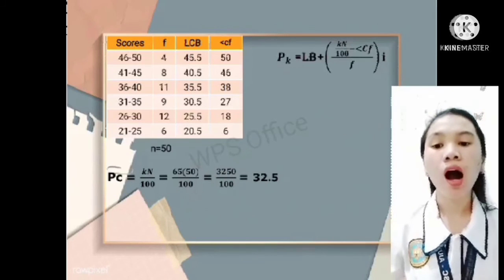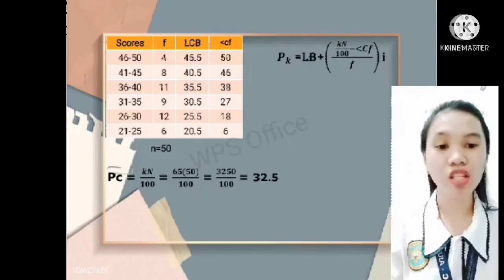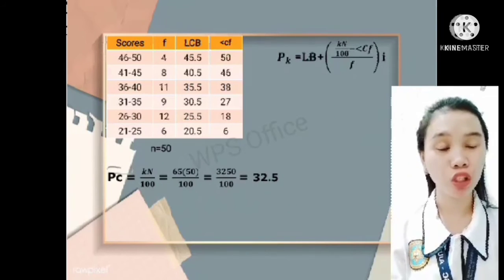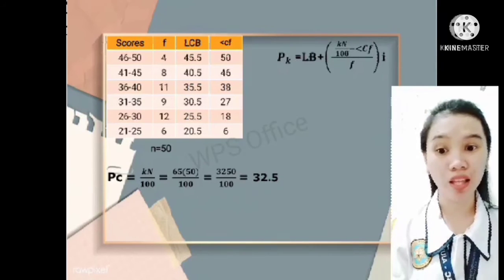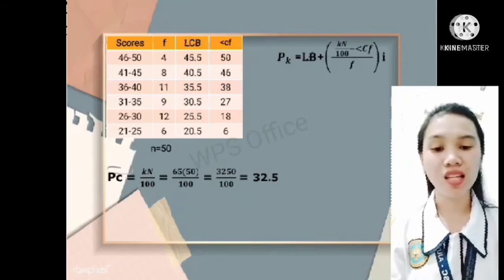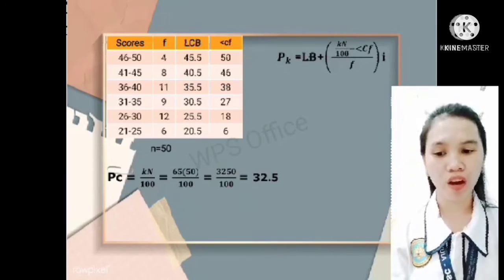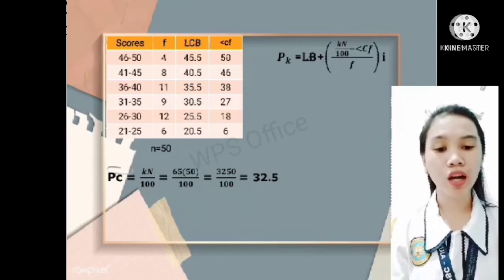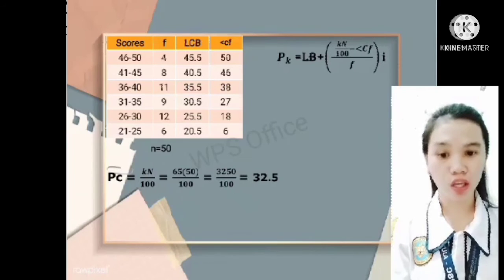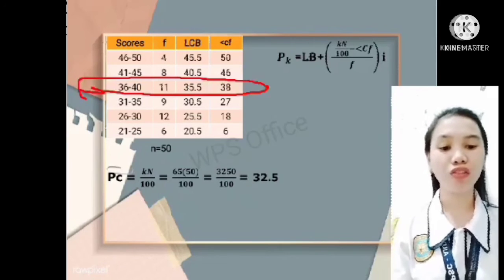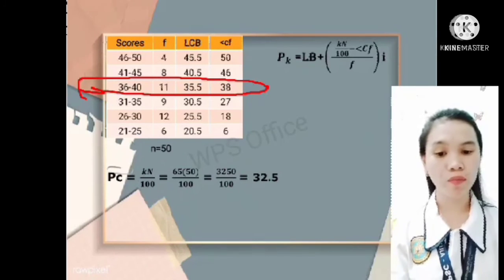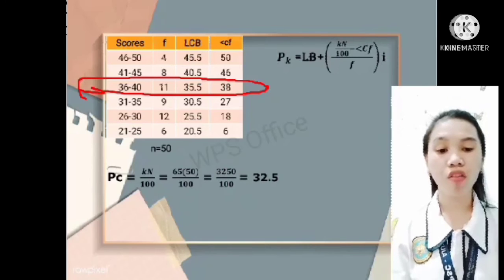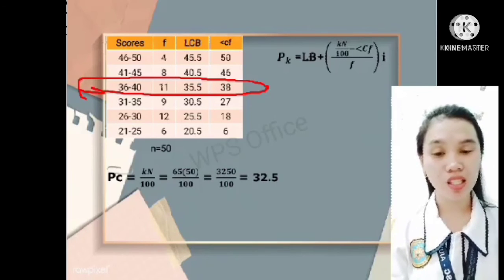Now, how can we find the lower class boundary from this distribution for 32.5? The less than cumulative frequencies are 27 and 38. So 32.5 is in between. As I said, we always choose the bigger number, which is 38. The class interval of 38 is 36 to 40. So the lower class boundary of 36 to 40 is 35.5.